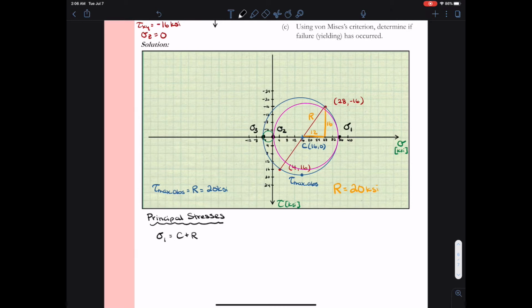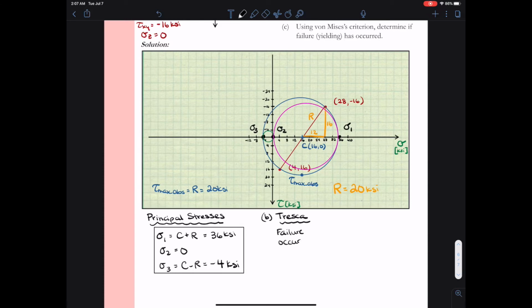I can solve for my principal stresses. Sigma 1 is the center plus the radius, so that's going to be 16 plus 20, which gives me 36 ksi. Sigma 2 is 0. Sigma 3 is 16 minus 20 ksi, which is a negative 4 ksi. Now that I've identified my principal stresses and my absolute maximum shear stress, I can go ahead and check Tresca and von Mises' failure criterion.